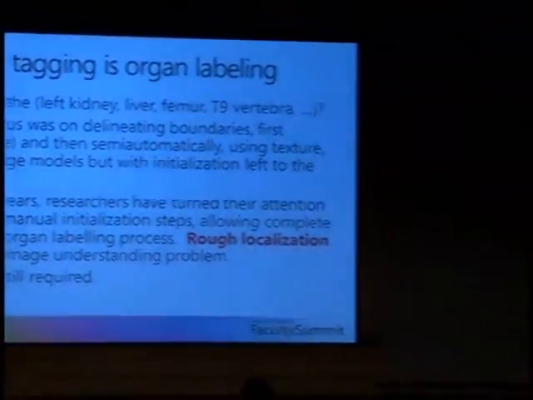Okay, so what is semantic tagging? Well, at the end point, as Steve was saying, it's a detailed organ labeling. You label essentially every voxel potentially in the body according to its name, according to a standardized set of names. Now, historically, within the image processing community, the approach has been very much this hierarchical approach.